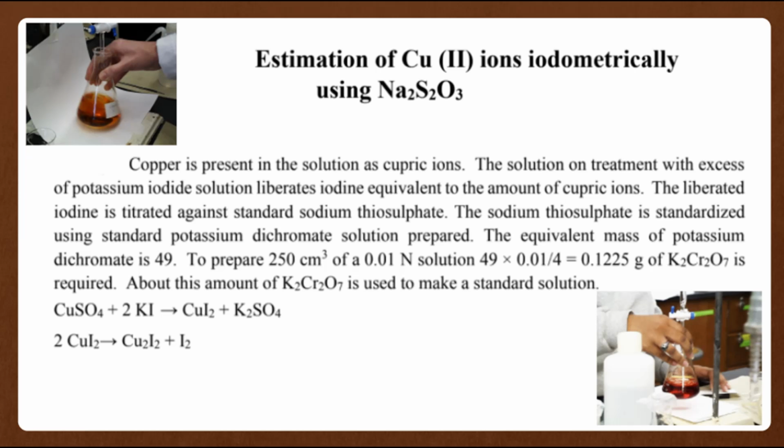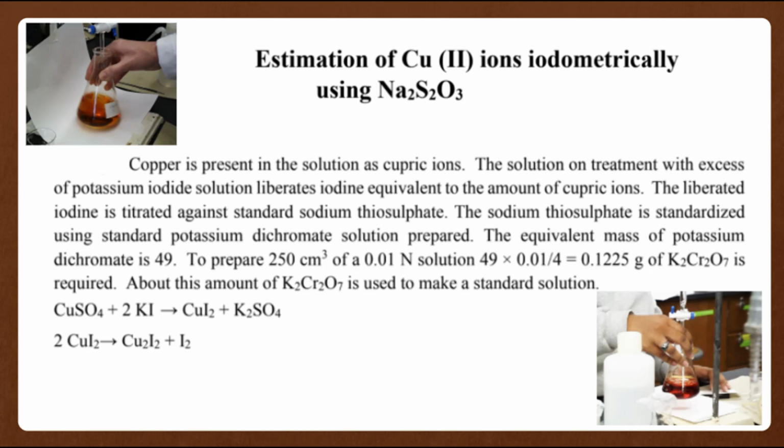CuSO4 plus 2 KI giving CuI2 plus K2SO4. 2 CuI2 giving Cu2I2 plus I2. The procedure of the titration is, we accurately weigh the given potassium dichromate crystals into a 250 cm³ standard flask, dissolve it in water and make it up to the mark. We shake it well to obtain a uniform concentration.